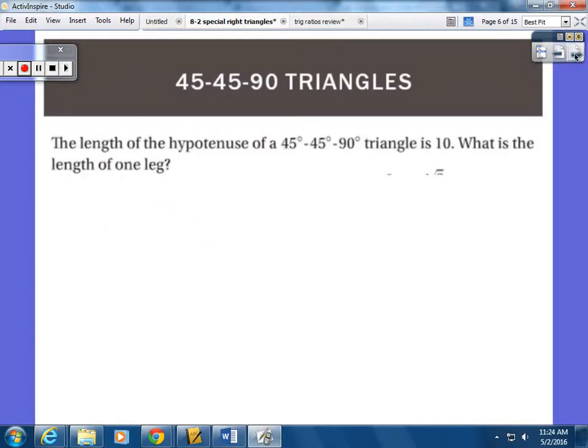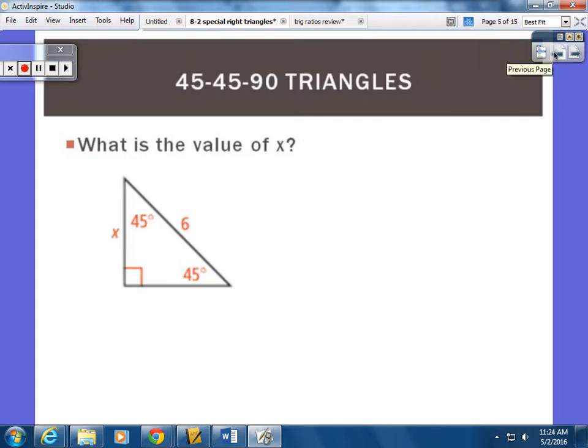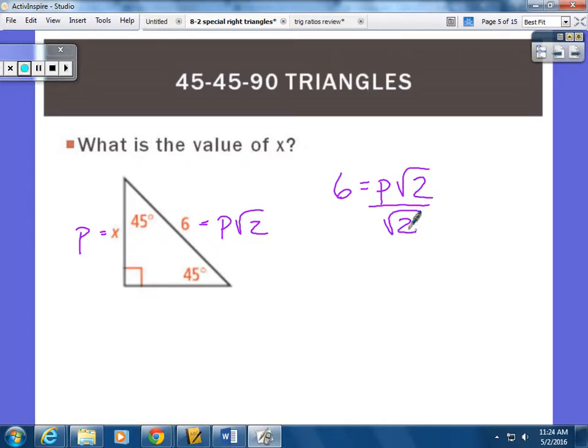We are going to skip to, oh wait, I needed to go back to this one. Okay, so to find the value of x, if I know the hypotenuse in these triangles, then that's where our warm-up comes in. So again, this is a leg, so it's P. Hypotenuse is P root 2. So I have to solve using this equation right here. So 6 equals P root 2. Divide both sides by square root of 2 because I need to get the P by itself.